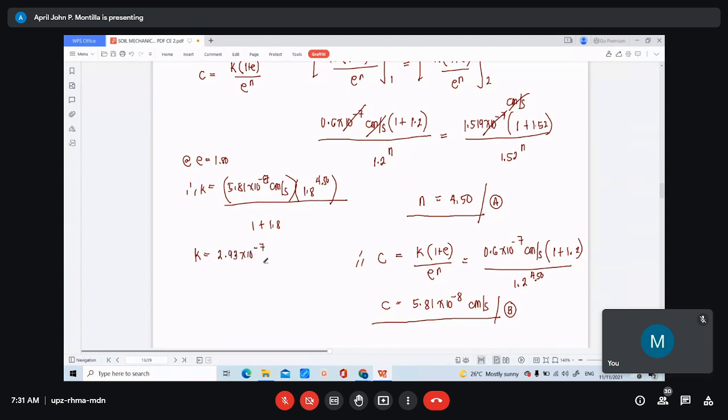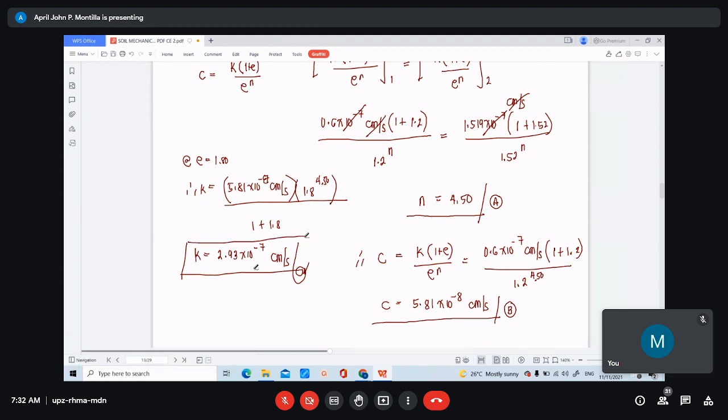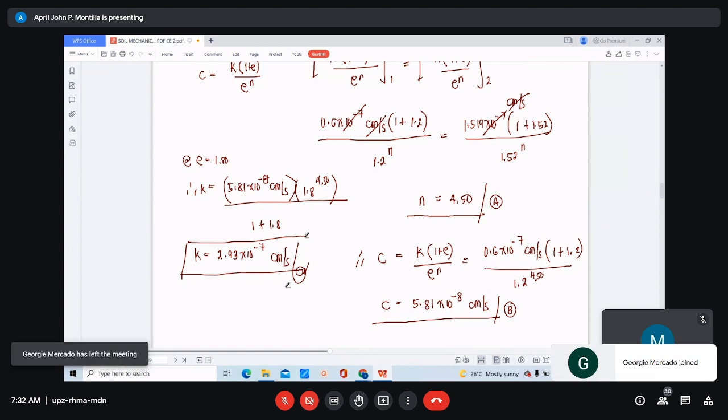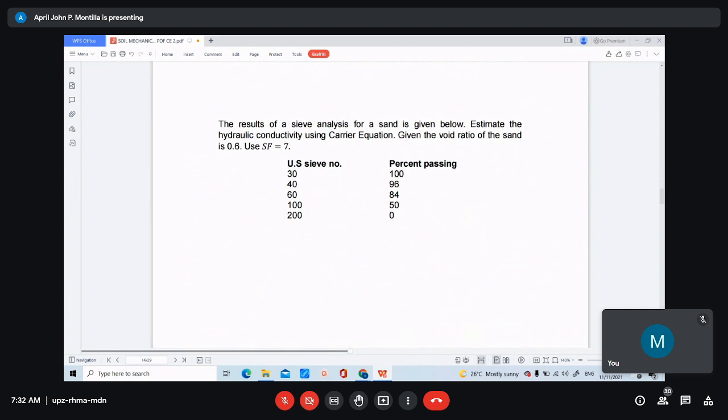Okay, and that is greater than 1.519, di ba? So that is centimeter per second also. And that will be the requirement of this problem. Same answers po ba dun sa iba? Yes po, sir. Okay, so yan yung solution natin for this problem. Let's have another one.